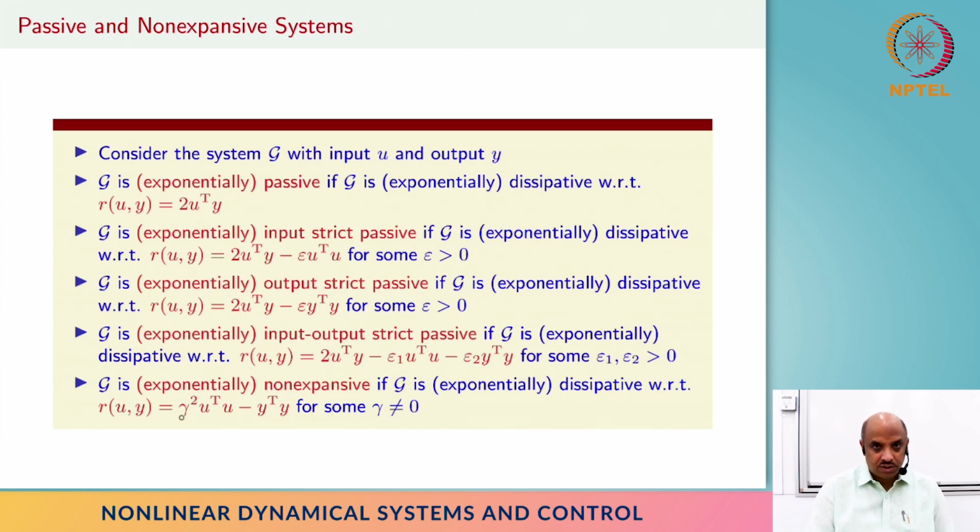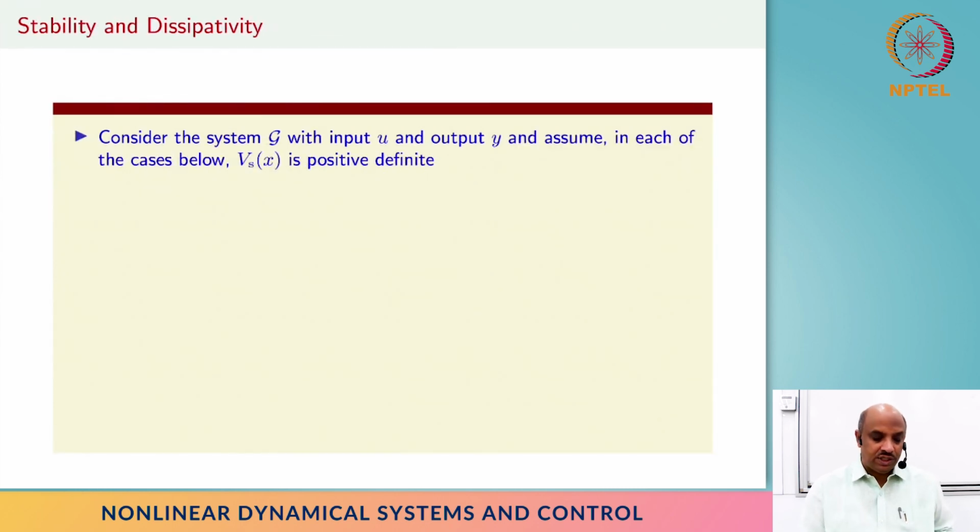Suppose gamma is 1, then that's simply u transpose u minus y transpose y, which is the original non-expansive definition, right? So let's start thinking about whether we can say something about the stability of any of these systems in the absence of inputs, okay?